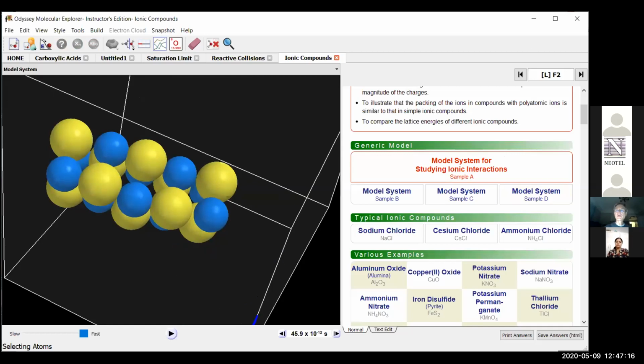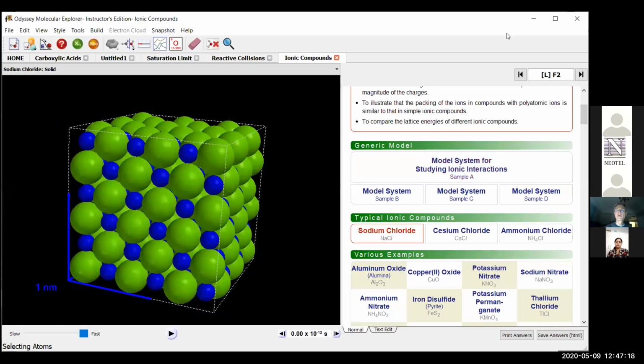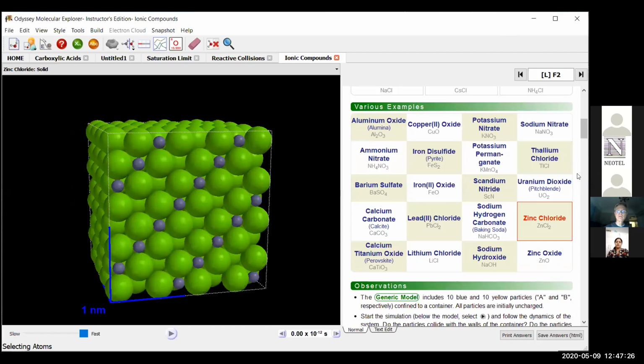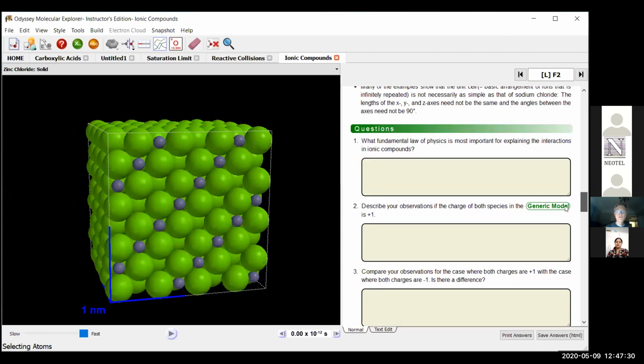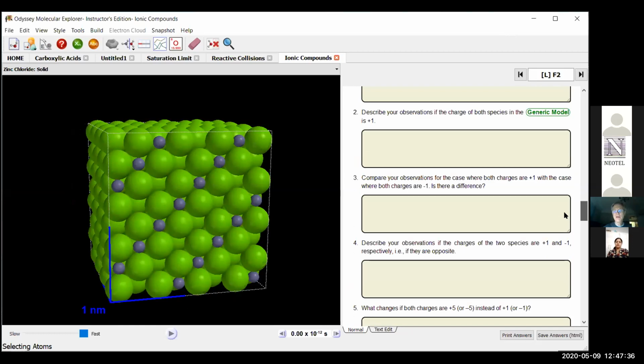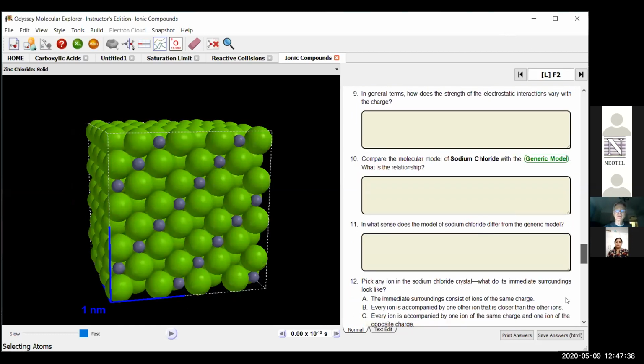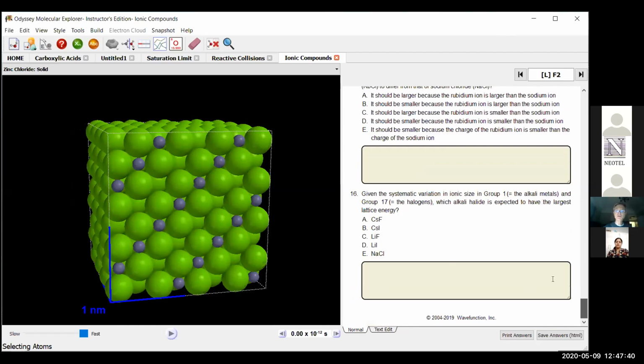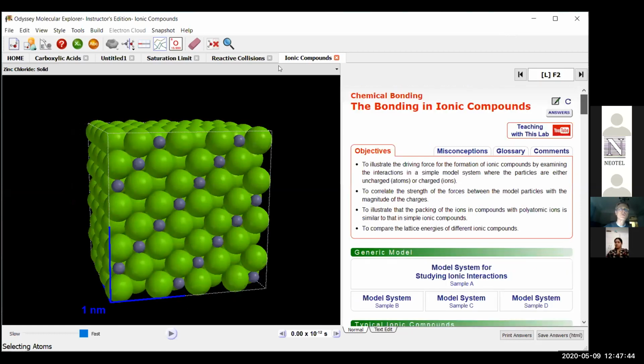Here in this worksheet, there are other examples of solid structures, and then here are the instructions, and here are the questions. Describe your observations, compare the observations for case A with case B, and so on. It's a total of 16 questions that will take a student some time to work through.